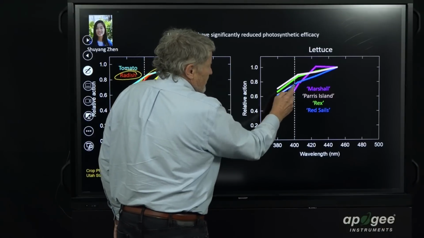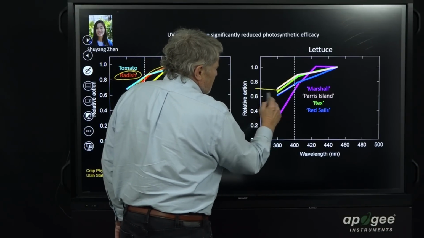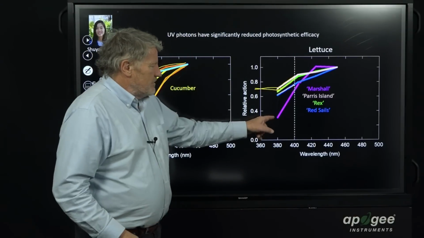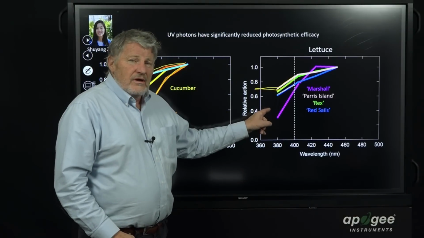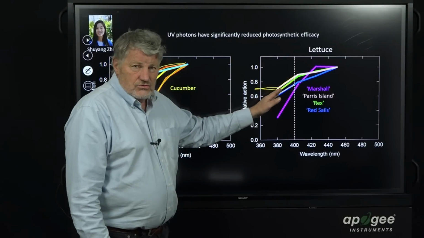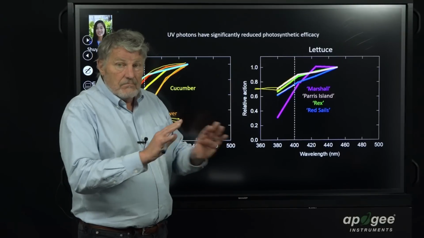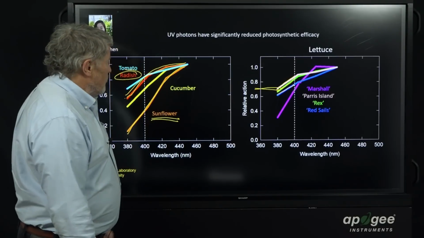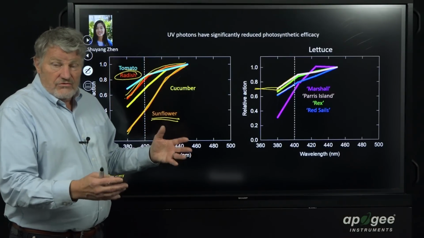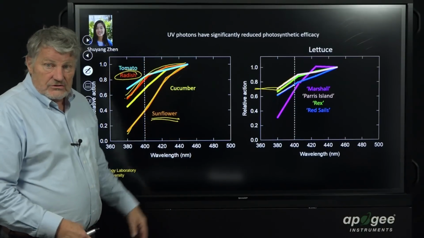These curves drop down to maybe 70% at 380 nanometers. This is a good point here. Marshall is a purple lettuce with a lot of anthocyanin, and that does not use UV photons well at all. Those anthocyanins are pigments that block the UV. We think the species variability is just blocking of the UV in the cuticle, which is for protective reasons.